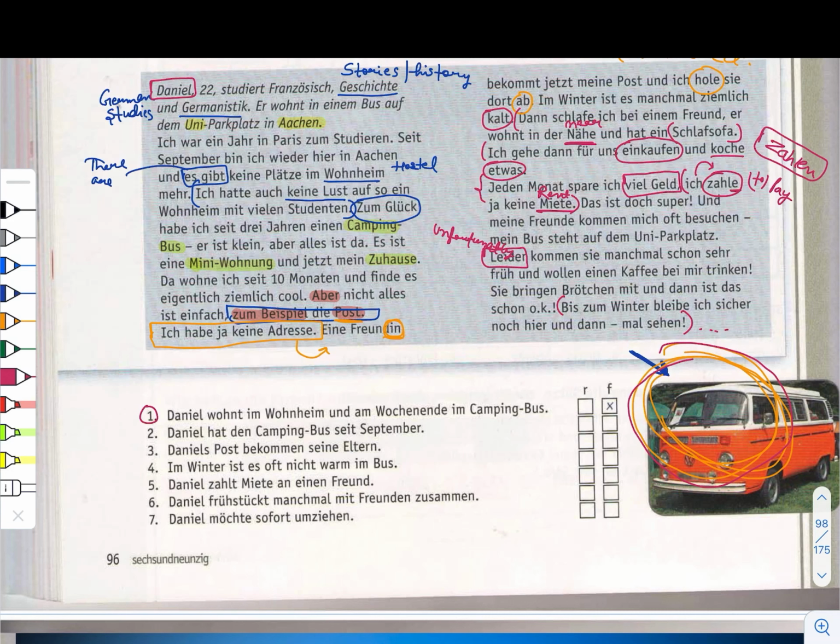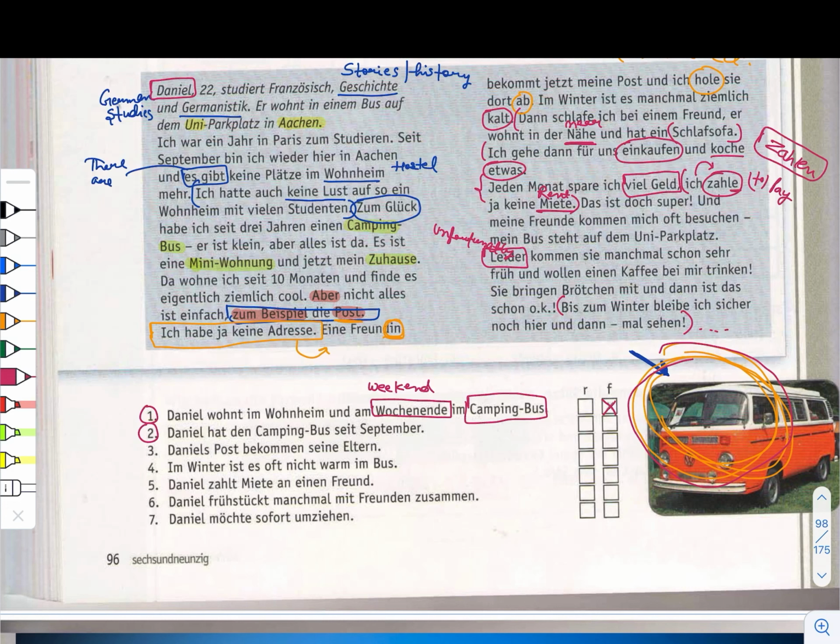So first, Daniel wohnt im Wohnheim und am Wochenende im Campingbus. Okay, so this is false, because Daniel doesn't live in the Wohnheim. What does the sentence mean? That Daniel lives in a hostel, and on weekends he lives in a camping bus. So it's wrong. There is nothing about weekends. He completely lives in the camping bus. So that's why falsch.